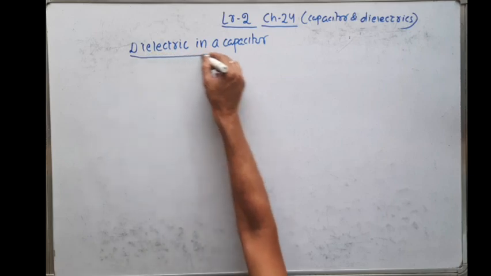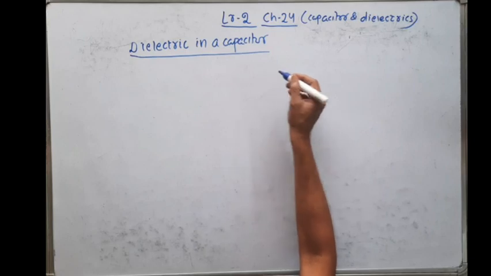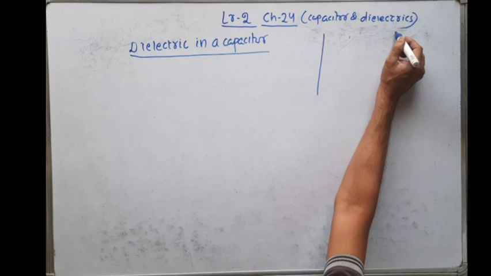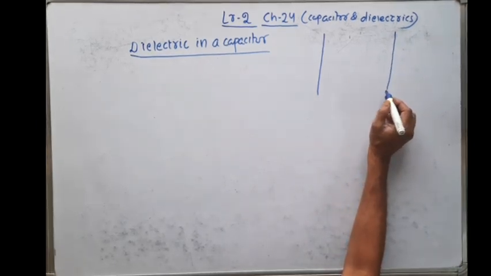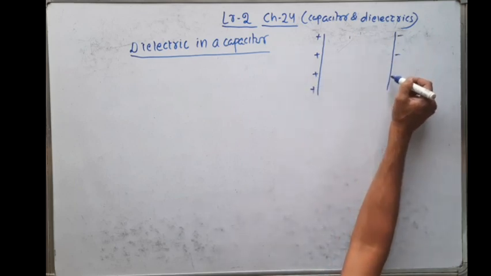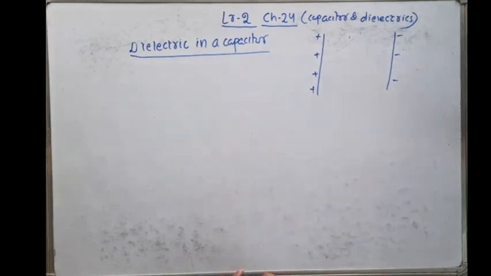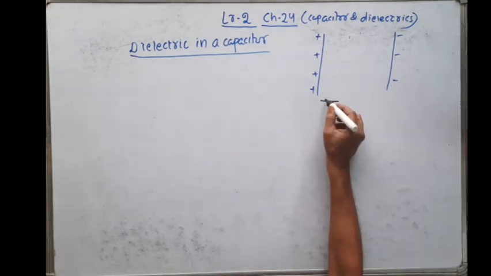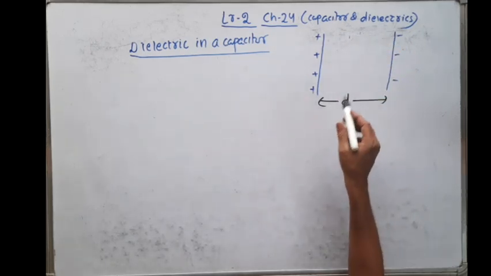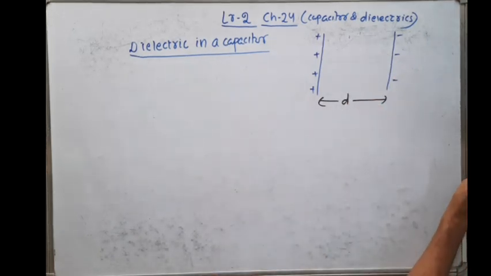What is the purpose of dielectric and what is the role of dielectric in a capacitor? Dielectric is nothing but an insulator. The other name of dielectric is insulator. So let us say these are two parallel plates. This is the positive plate, this is the negative plate, and the distance of separation is d. There is a dielectric medium, an insulating medium. If there is no other medium, we can say there is an air medium. Air is also a dielectric medium.